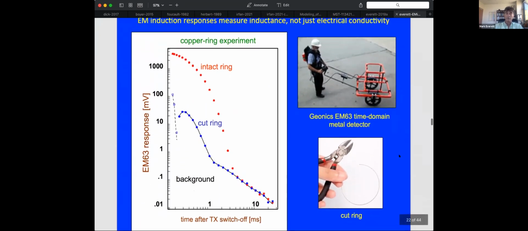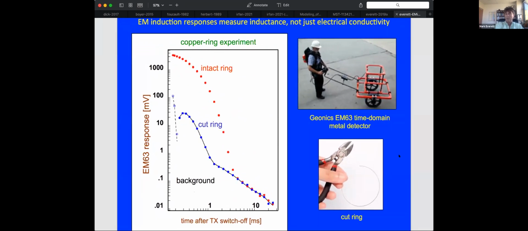Okay, so this is a very simple experiment we did in order to look at the effect of inductance on an EM response. So we had a loop source here. In this case, it's reasonably small. It's an EM63. It's a time domain EM device. It's used as a metal detector, but it's effectively time domain EM. We have a receiver coil here. So we made some measurements over soil, just plain old soil. We got a fairly small response, a shut-off response, as a function of time after switch off of the signal, shown by the solid and dashed line. We have a change in sign, of course, a dashed line.